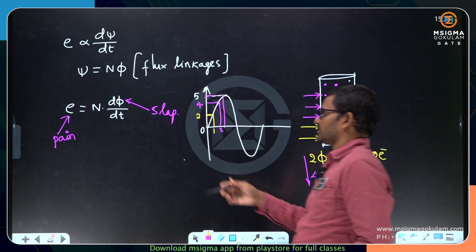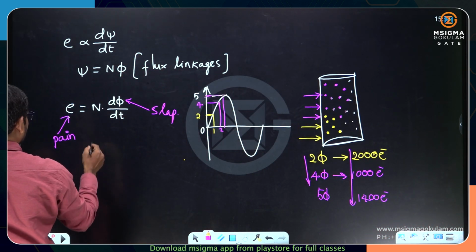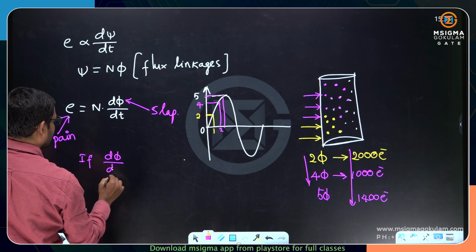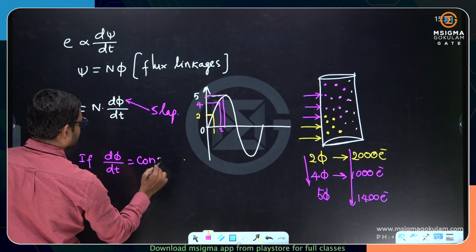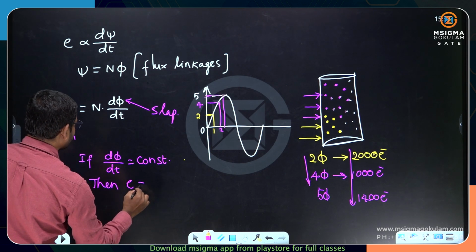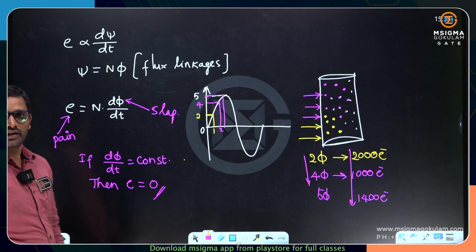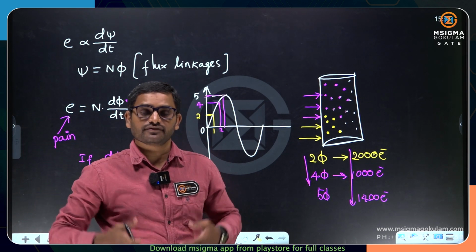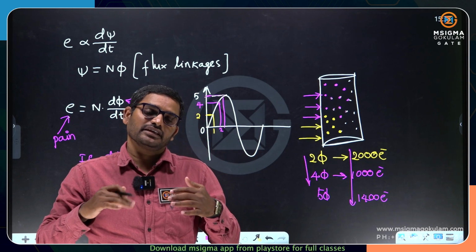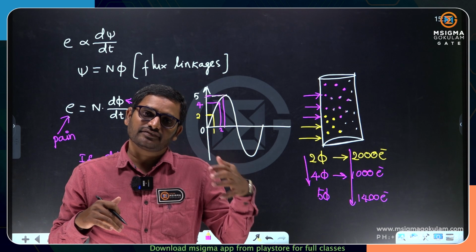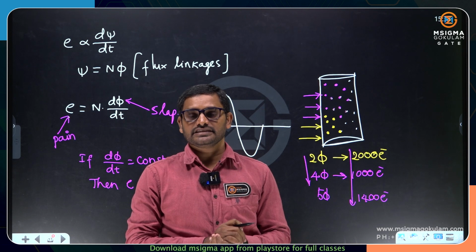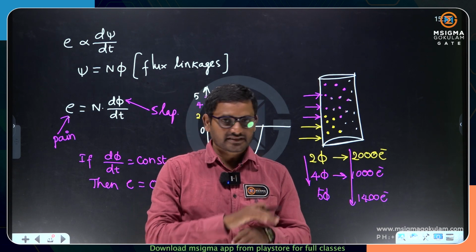That is what it means here: if d phi by dt is constant, then EMF is 0. If you want to get electromotive force, or if you want to generate electrical energy, there must be a change in linkage of flux lines with respect to the conductor. Otherwise, EMF will not be induced.